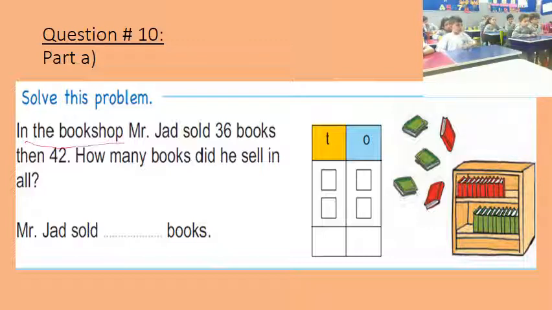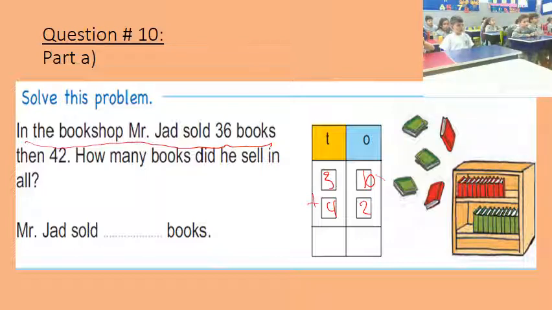Question 10. Listen carefully. In the bookshop, Mr. Jad sold 36 books. So first, how many books did he sell? 36. Then, 42. How many books then did he sell? 42. Okay, so 36 plus 42. How many books did he sell in all?